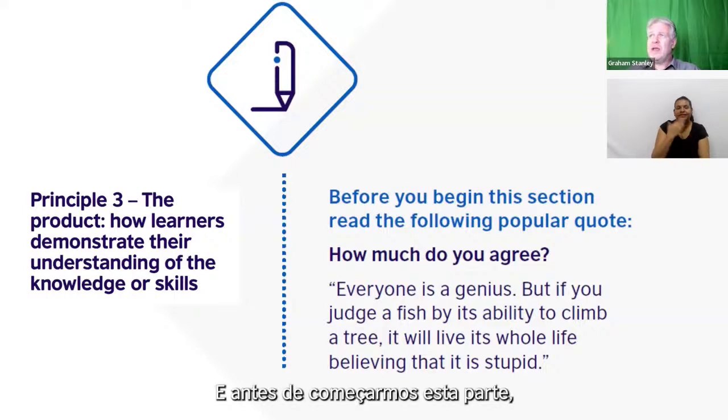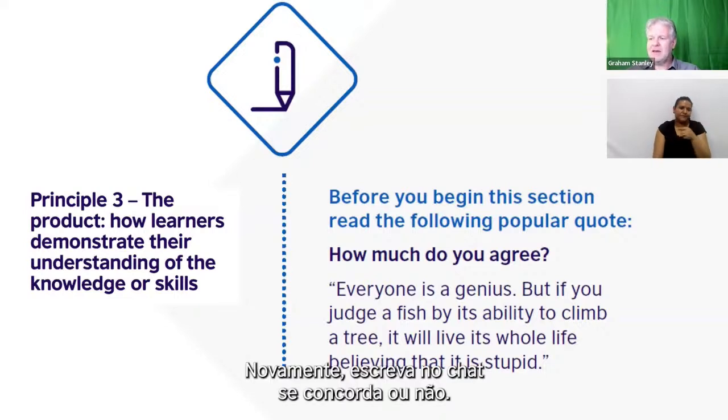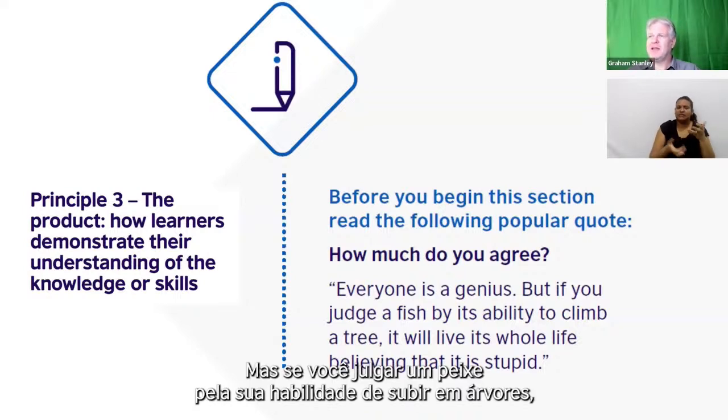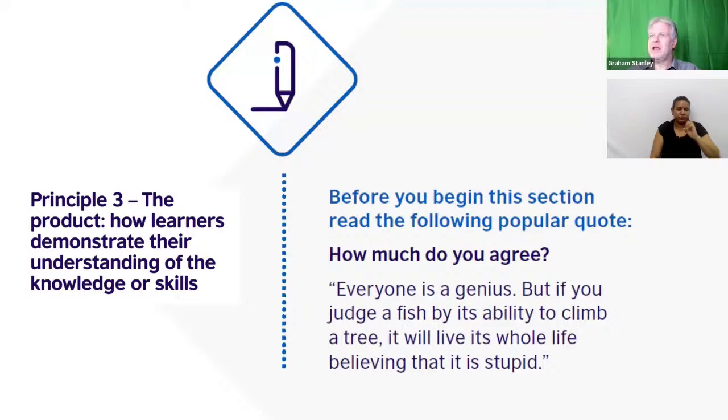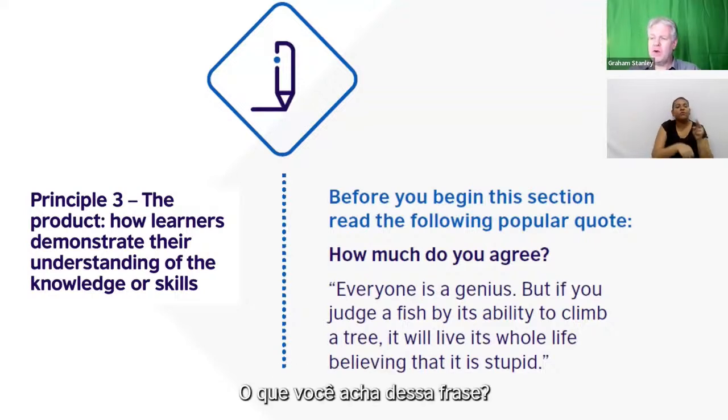And before we begin this section, I'd like you to think about this quote. Do you agree with it? Again, put agree or don't agree in the chat. You can put some reasons if you want. Everyone is a genius, but if you judge a fish by its ability to climb a tree, it will live its whole life believing that it is stupid. What do you think of that quote?